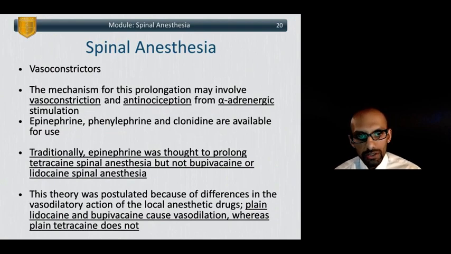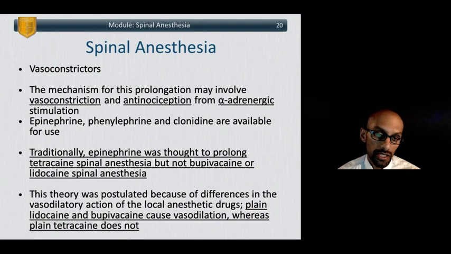So vasoconstrictors are always thought to increase the duration of neuraxial anesthesia, which they do because you get less vascular uptake of the local anesthetic. But remember, there's a secondary mechanism, the alpha-adrenergic agonism that occurs with the use of epinephrine, for example, can influence nociception in a very adaptive way when you're giving it neuraxially. Overall, traditionally, epinephrine was thought to prolong tetracaine spinal anesthesia, but not bupivacaine or lidocaine anesthesia.